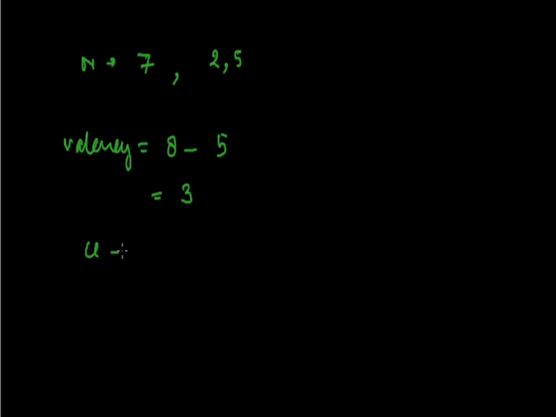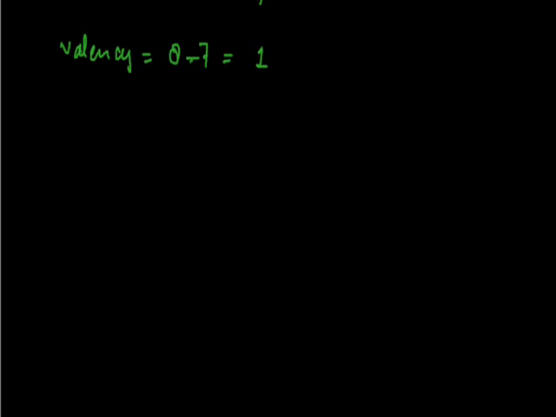For chlorine, atomic number is 17 and electronic configuration will be 2, 8, 7. So valency will be 8 minus valence electrons, that is 7. So it will be 1. So we can find out the valency of elements by using that formula.